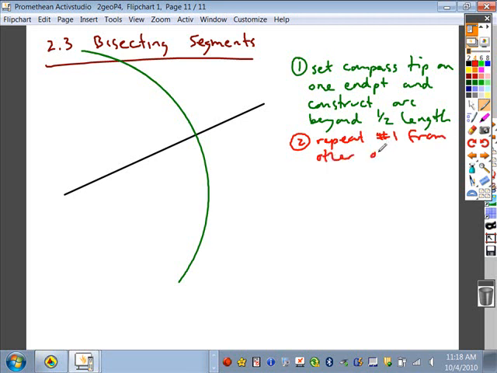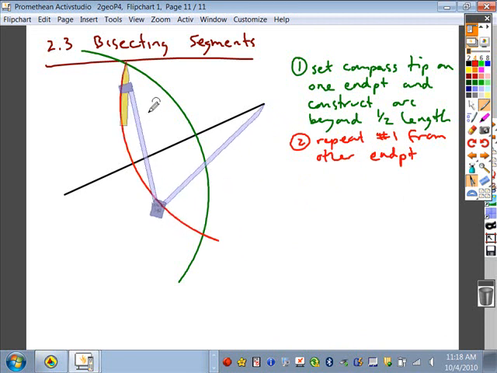And then from the other endpoint, you're going to repeat this and duplicate this arc. So without changing the compass setting, you want to keep it the exact same as what you used in step 1. Place the compass tip on the other endpoint of this segment, and you're going to construct that arc once again.